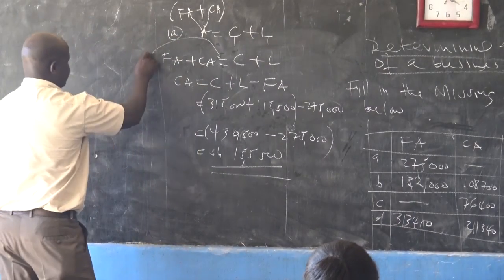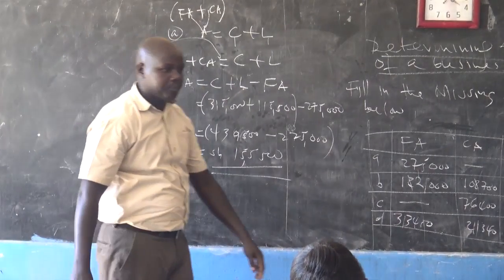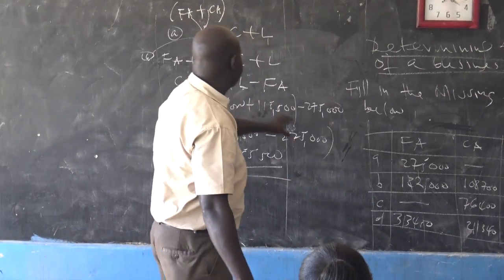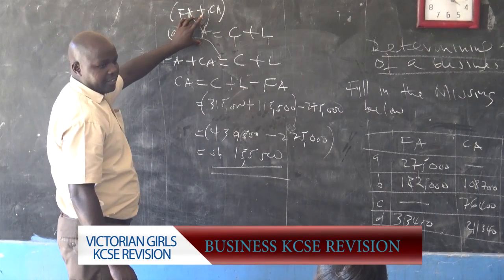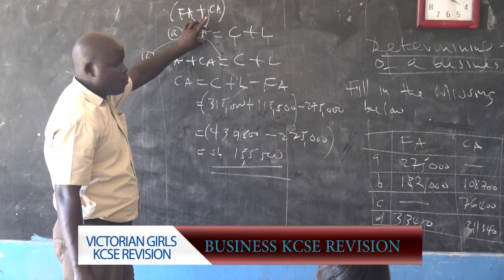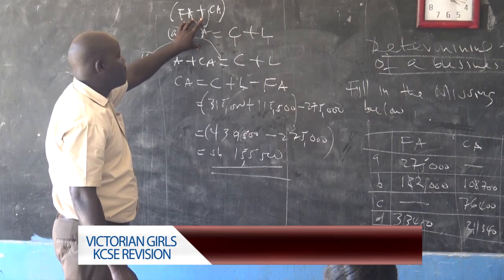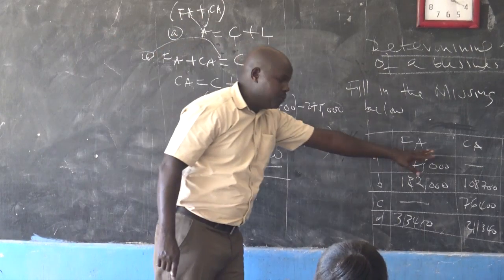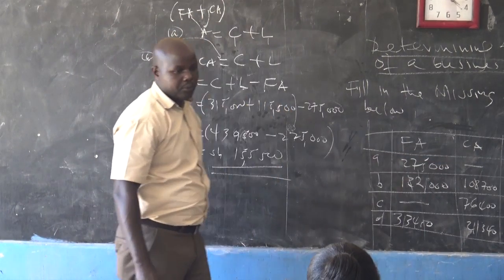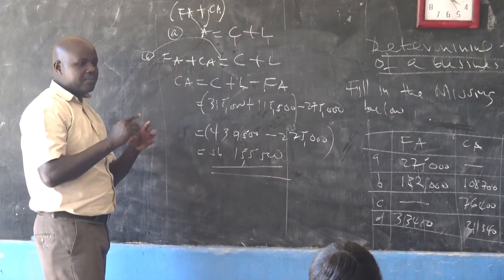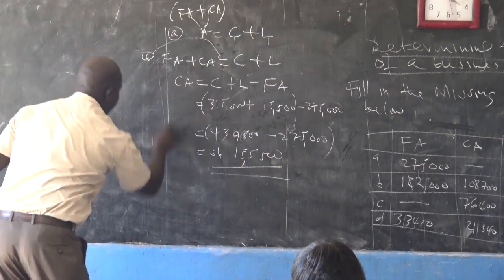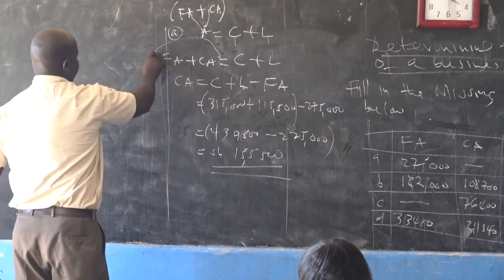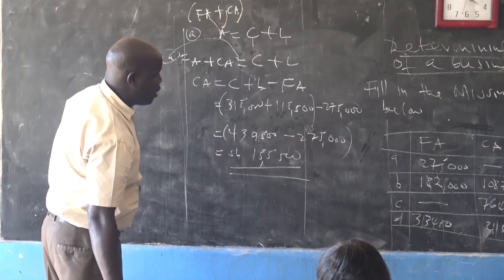That is part A. Any question here? This is where you need to understand. Without knowledge, you won't score any mark from this question. So you must have these things at your fingertips. Let's look at part B. This was A. Part B.